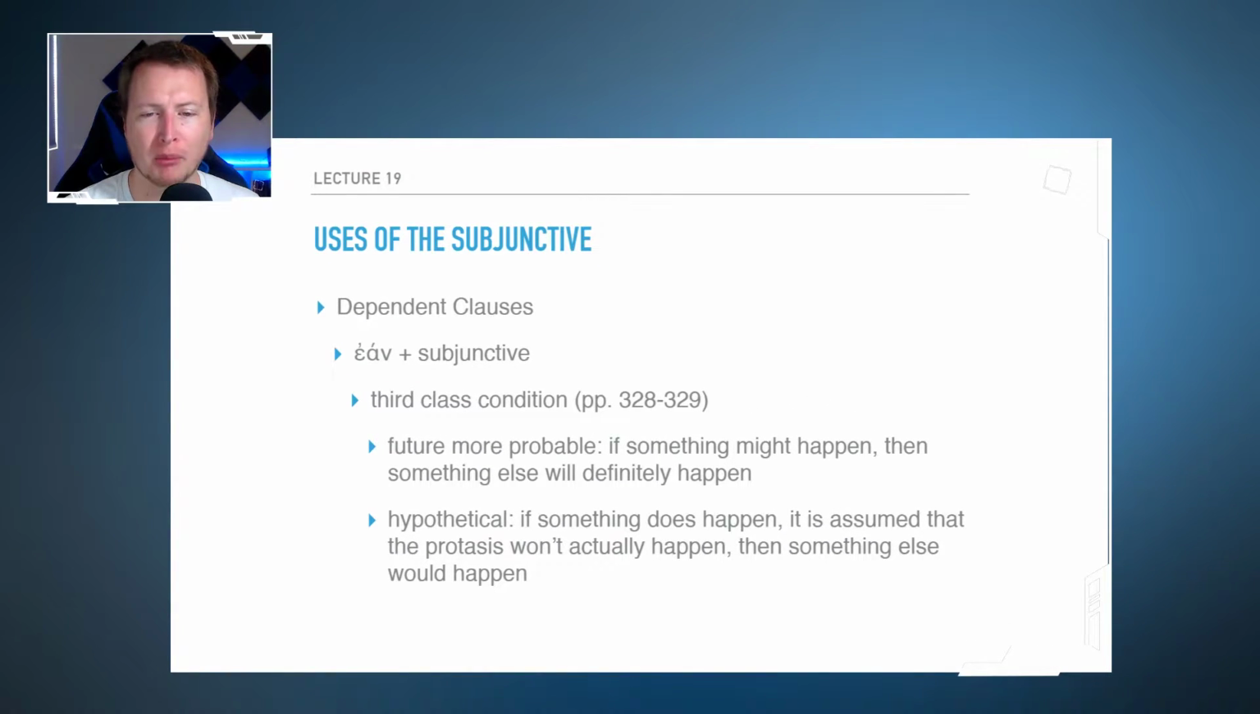There is a future, more probable form of third-class condition. It's if something might happen, then something else will definitely happen. And then there's a hypothetical use. If something does happen, it is assumed that the protasis won't actually happen. But if it does, something else would happen. So in your translation, you might say, well, if that happens, and assuming that it doesn't, but if it does, this would happen. Okay? So it's super hypothetical.